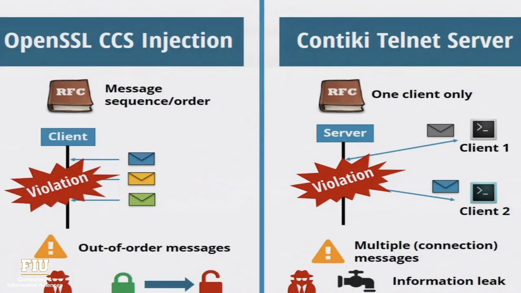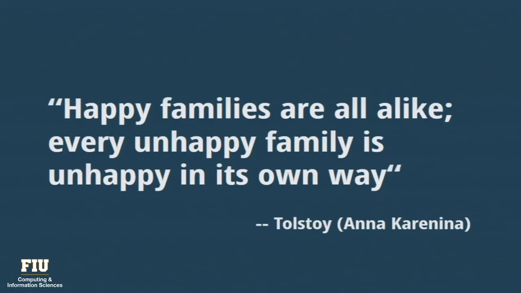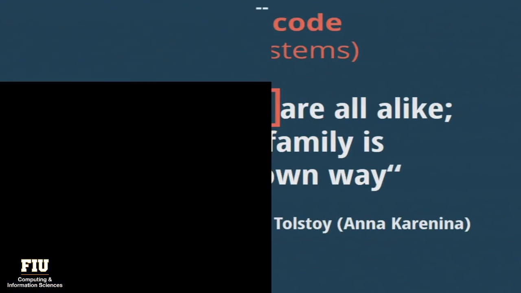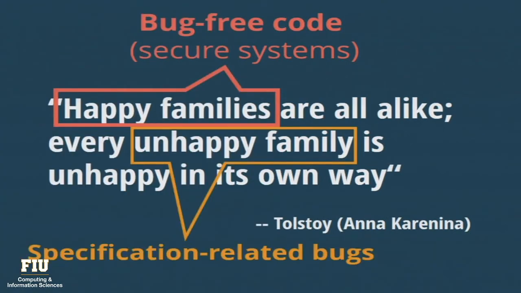And we can summarize this notion with this quote: all happy families are alike, but unhappy families are unhappy in their own way. So happy families here, I refer to as bug-free code, secure systems. They don't have any problems, whereas unhappy families are specification-related bugs. They have a problem, but it's completely different from the other one.